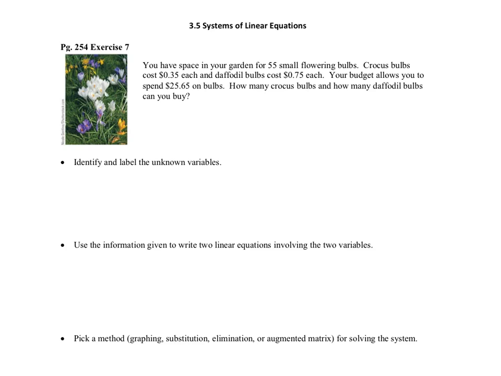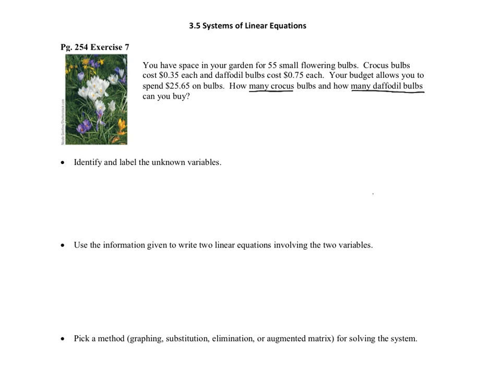So the question that you want to answer is: how many crocus bulbs and how many daffodil bulbs can you buy on that limited budget? Anytime that you're solving a system and you have a word problem, you want to follow a couple of steps. The very first step is to identify and label your unknown variables. Since we don't know how many crocus bulbs we're going to buy and we don't know how many daffodil bulbs we can get on our budget, those are going to be our unknown variables.